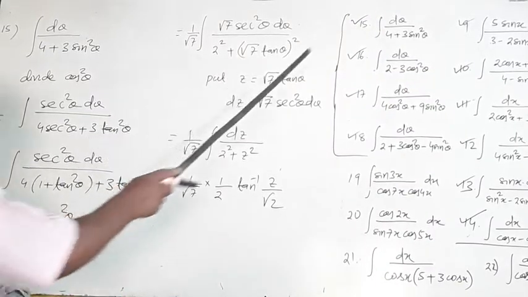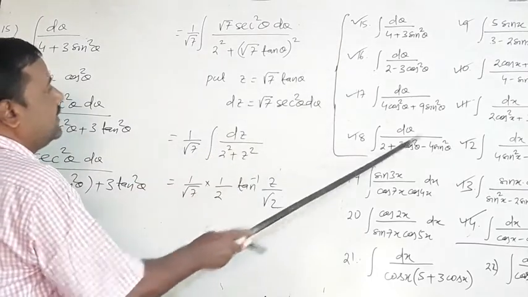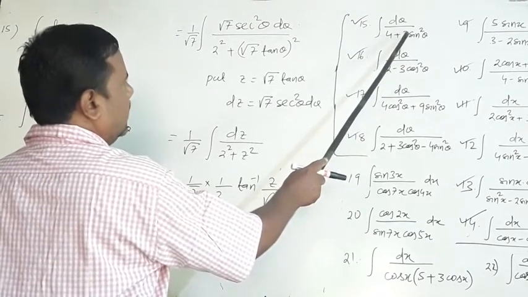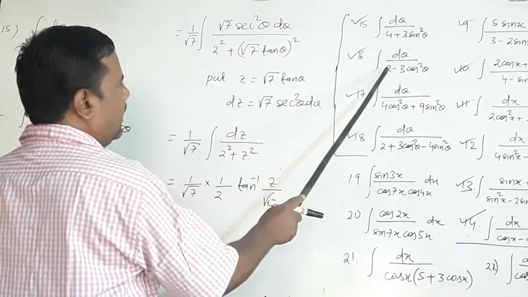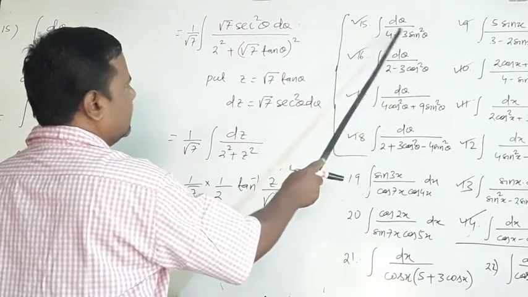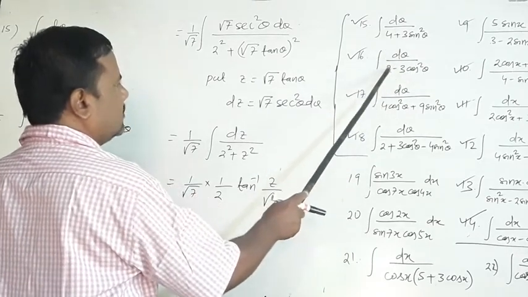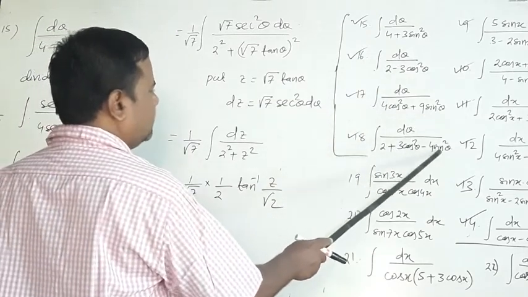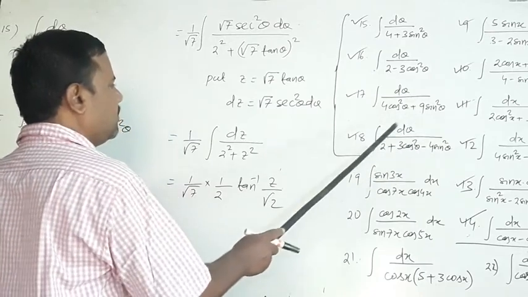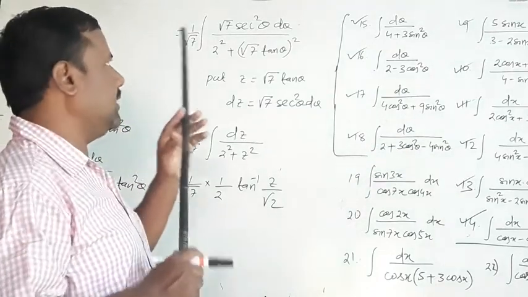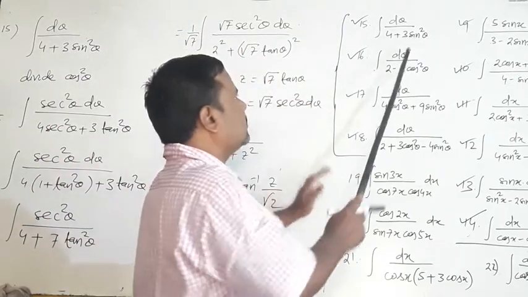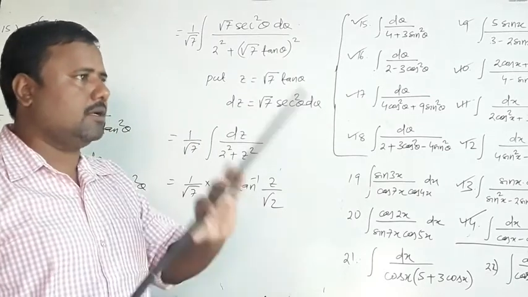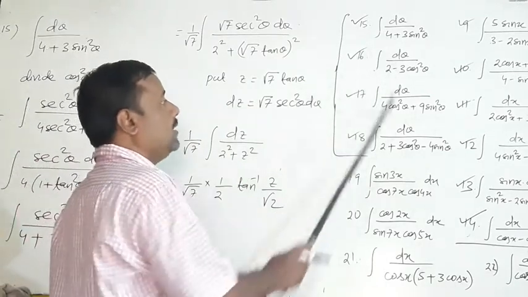Look at this problem. All 4 problems are very similar. You can do them by one method. The denominator has a sin square x plus b, or a minus b cos square x, that is, sin square and a constant, cos square and a constant, or sin square, cos square and a constant. Means there will be only sin square, cos square and constant terms in the denominator. The numerator will be nothing.